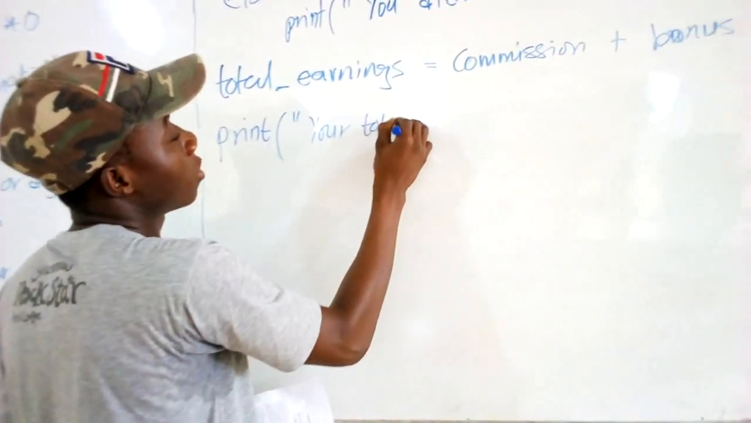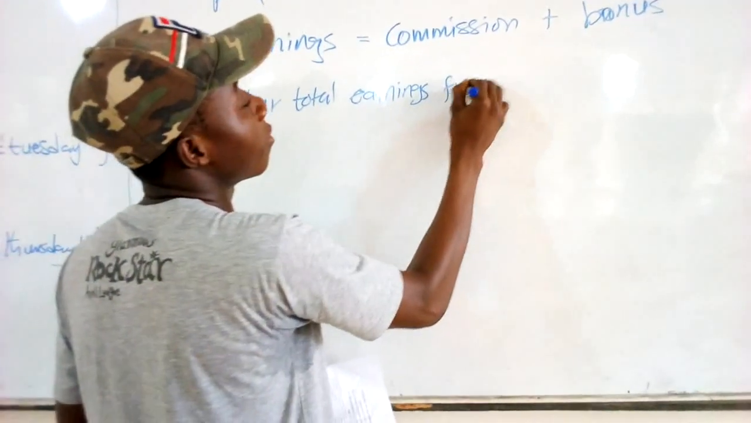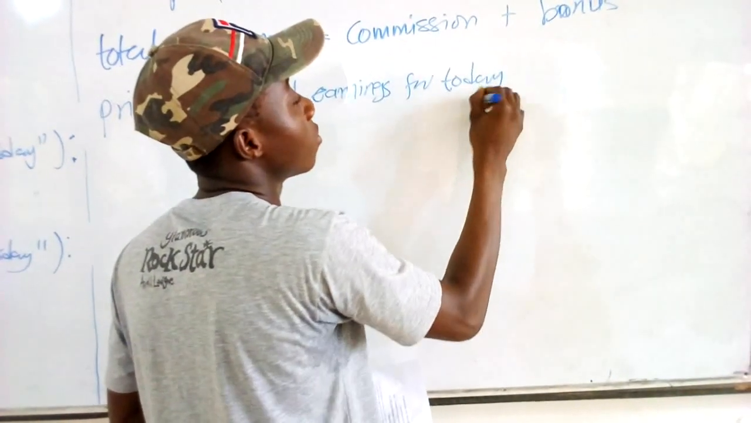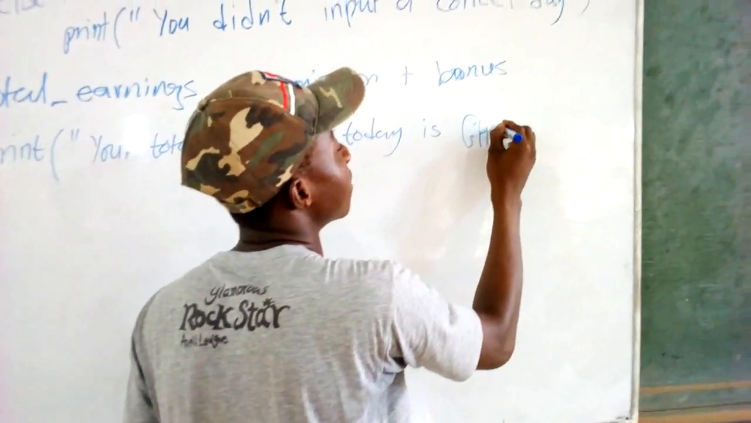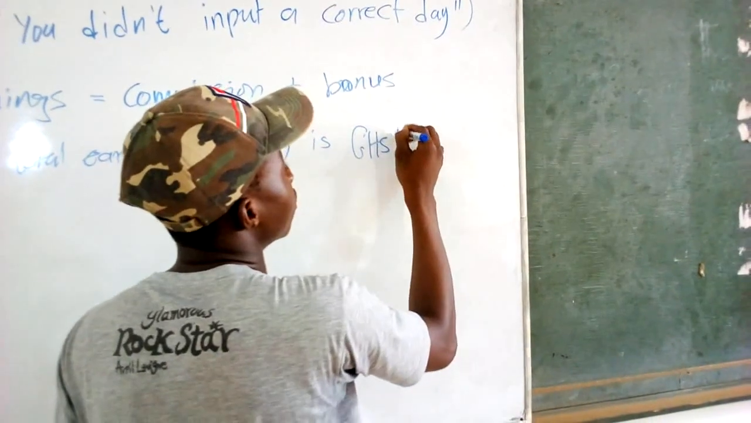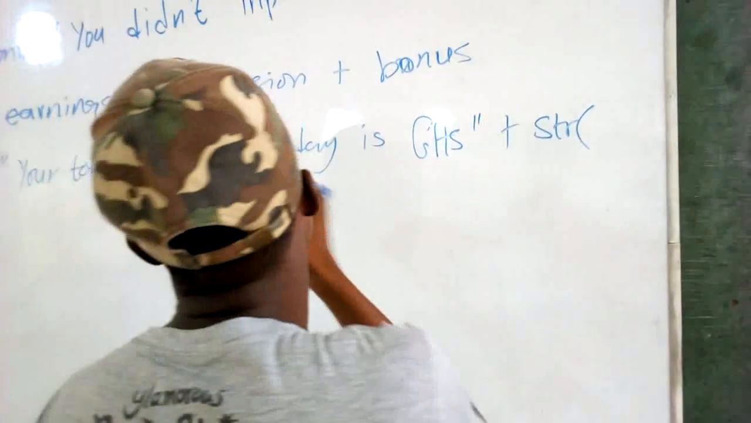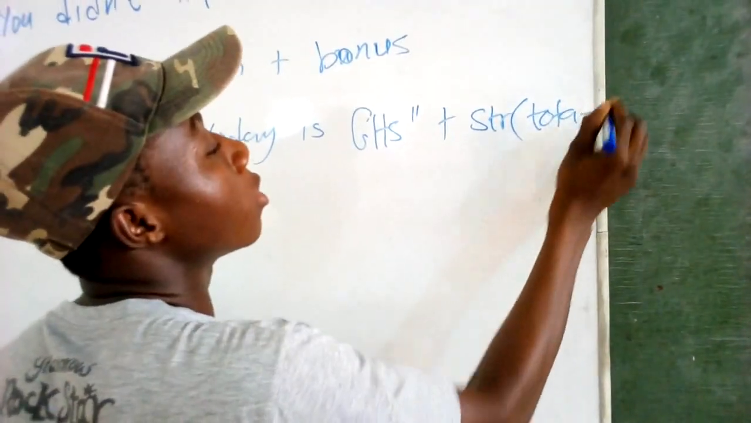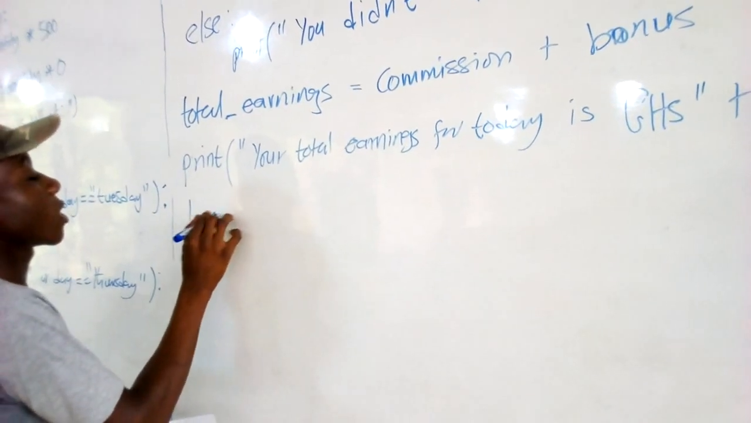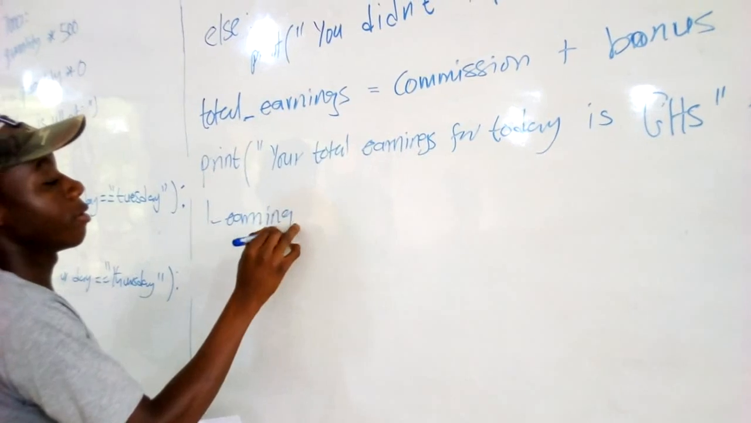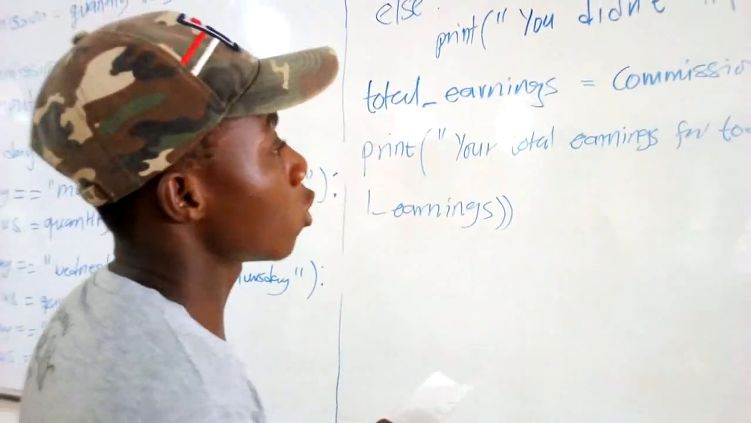Your total earnings for today is Ghana Cedis. You close it there, plus you have to string this statement. You bring the total earnings, then you close two brackets. That's all.